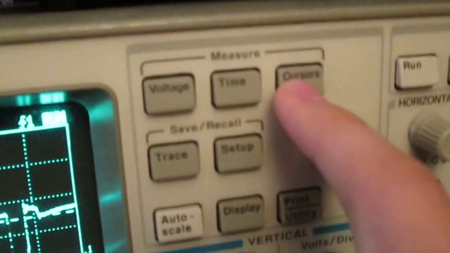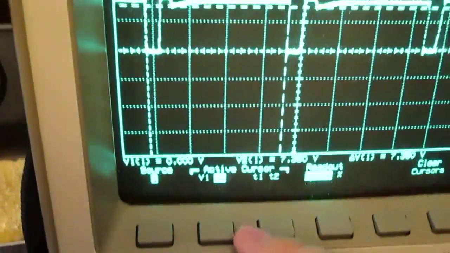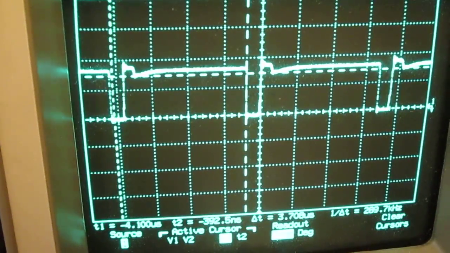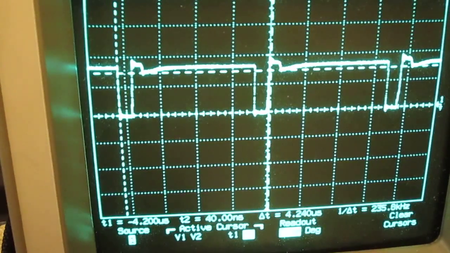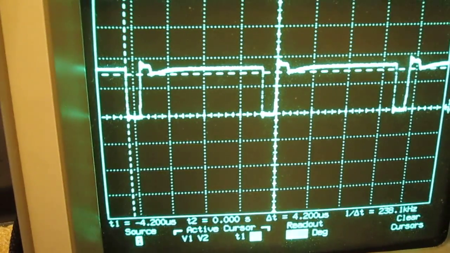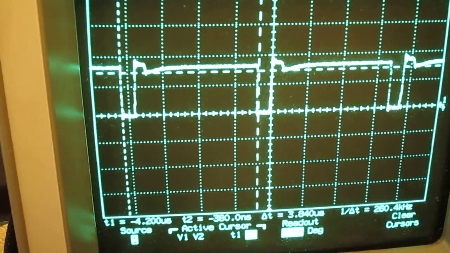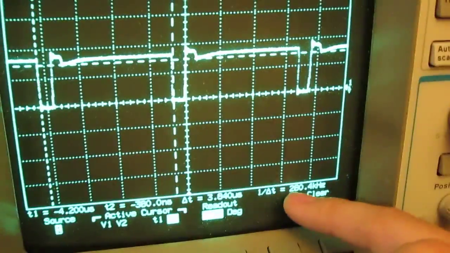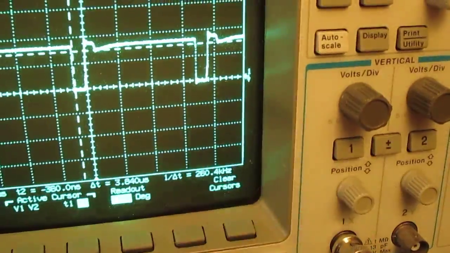Cursors, time. Cursors are like the really most important because you can just measure different things. So we can measure the voltage or we can measure the time. So let's do time now. Now we measure the time. So we do like this, and then we measure one period. So let's do, there's one period. And see, 1 divided by delta t, 260 kilohertz.